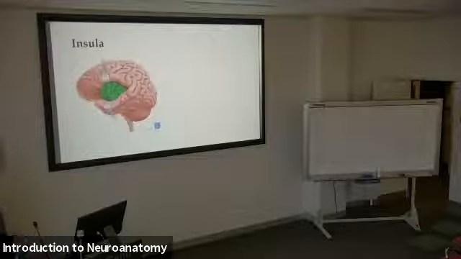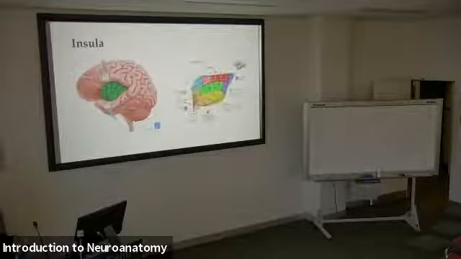It has connections from a lot of internal autonomic structures and also has a lot of inputs from the amygdala. And so we'll talk about that a little bit later about its function.